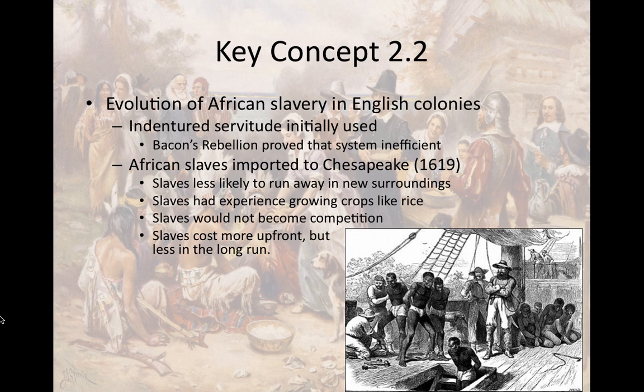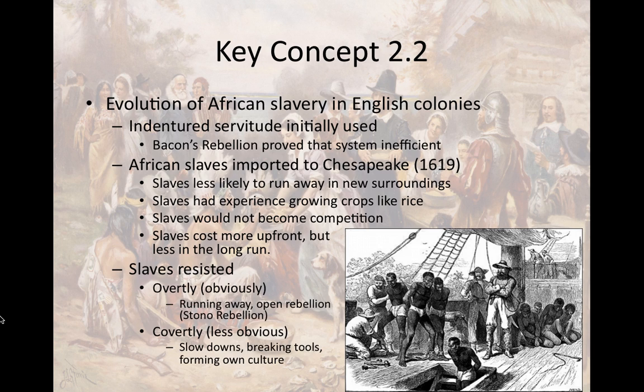Slaves obviously would never be granted their freedom, therefore they would never be able to get their own land, therefore they would never be able to become competition like indentured servants were. And then finally, even though slaves were expensive in the short run, indentured servants were free up front. Slaves cost money up front. They were less expensive in the long run because they don't become competition. Even though you have to feed them and house them and clothe them their entire lives, you don't necessarily have to buy their freedom or give them land. So it's important to note, slaves cost more up front, they're more expensive in the short run, but they're less expensive in the long run.